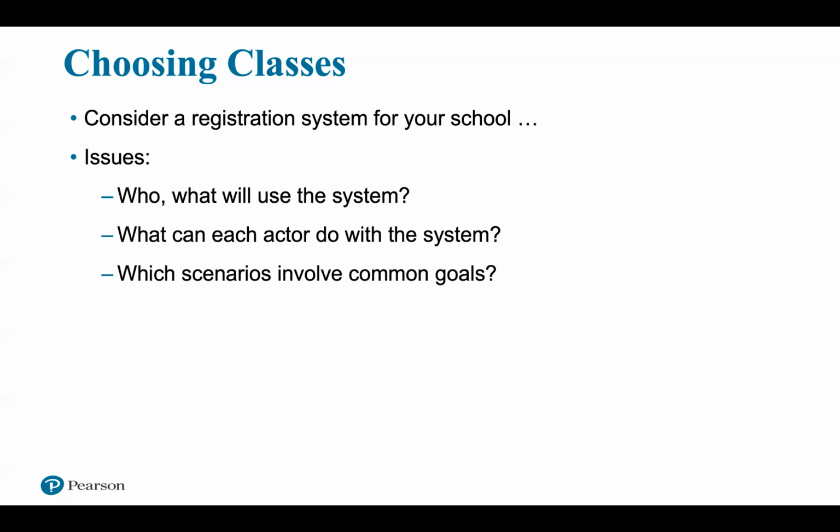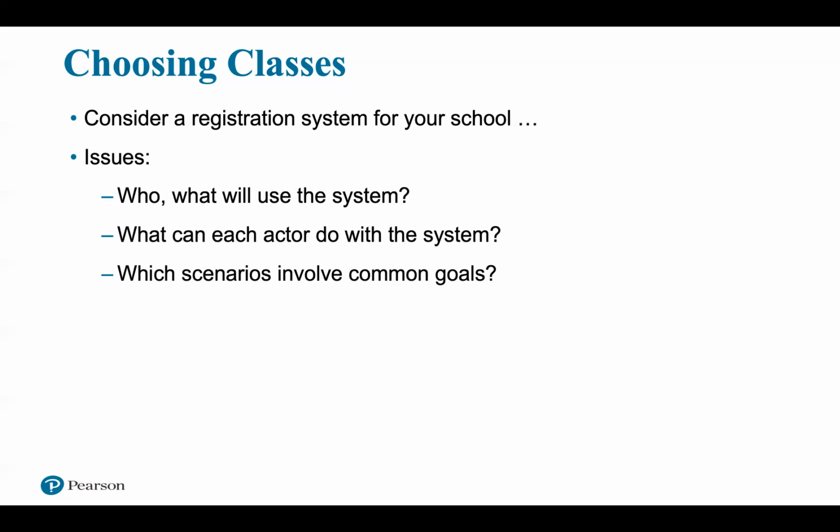What can each actor do to the system? So this would be specifying some details. A scenario is a description of the interaction between an actor and the system. For example, a student can add a course. The basic scenario has variations that give rise to other scenarios. For instance, what happens when the student attempts to add a course that is closed?